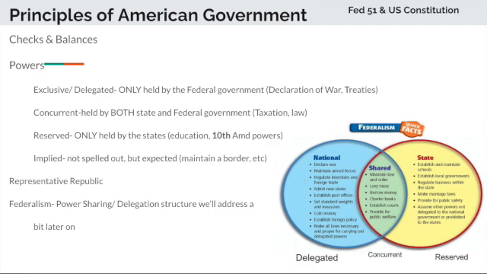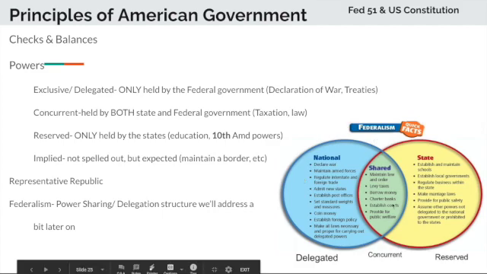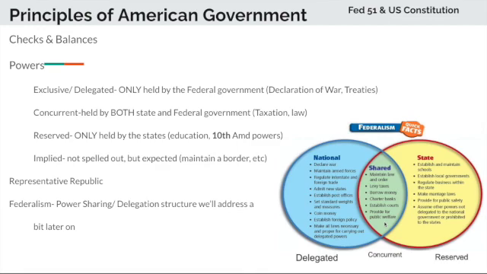Then we've got concurrent powers, sometimes called shared powers. Concurrent powers is the best way to talk about them, though. Held by both the state and the federal government. So that would be passing laws. Sometimes you might get into a dispute over whose law takes primacy there. It'll always be the federal government. And taxation. We pay state taxes, we pay federal taxes. That's because they're concurrent powers held by both the national and the state government.